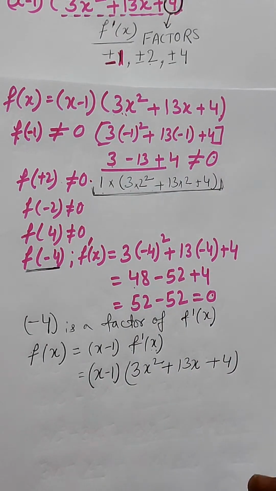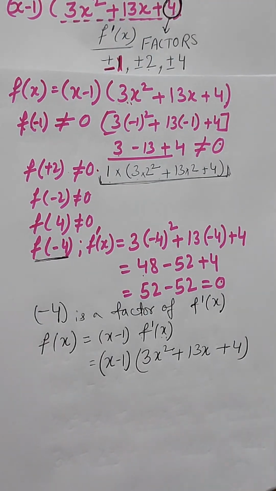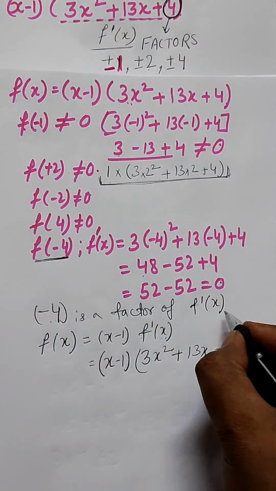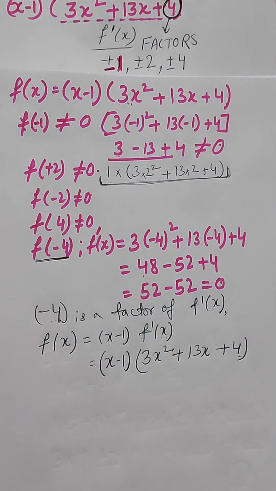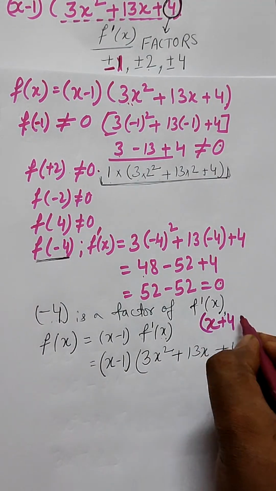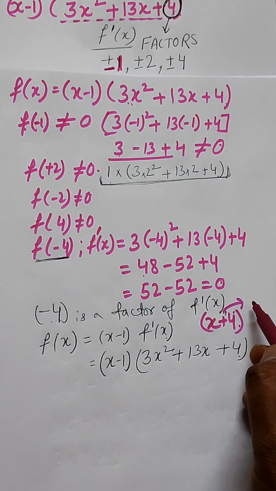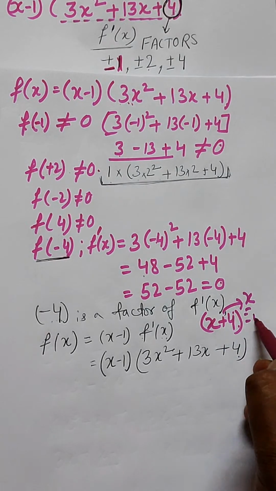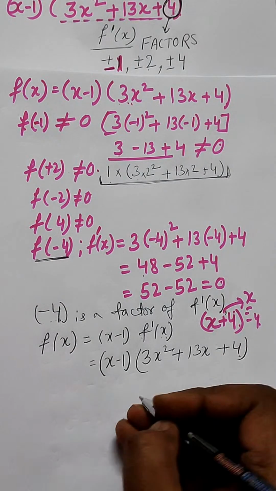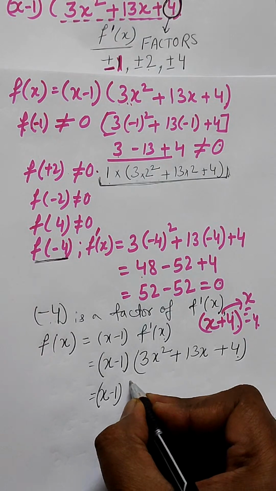Now what will we do? We have considered minus 4 as the factor. That means minus 4 is the factor, so we have to take common x plus 4, because x plus 4 will give you the value x equal to minus 4, right? Now from here, just using the remainder theorem, we will solve it.